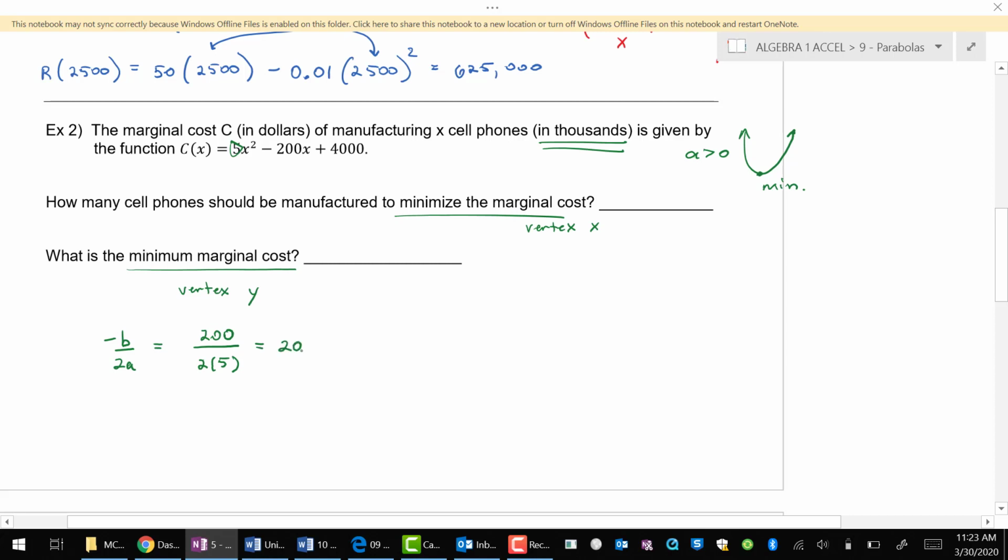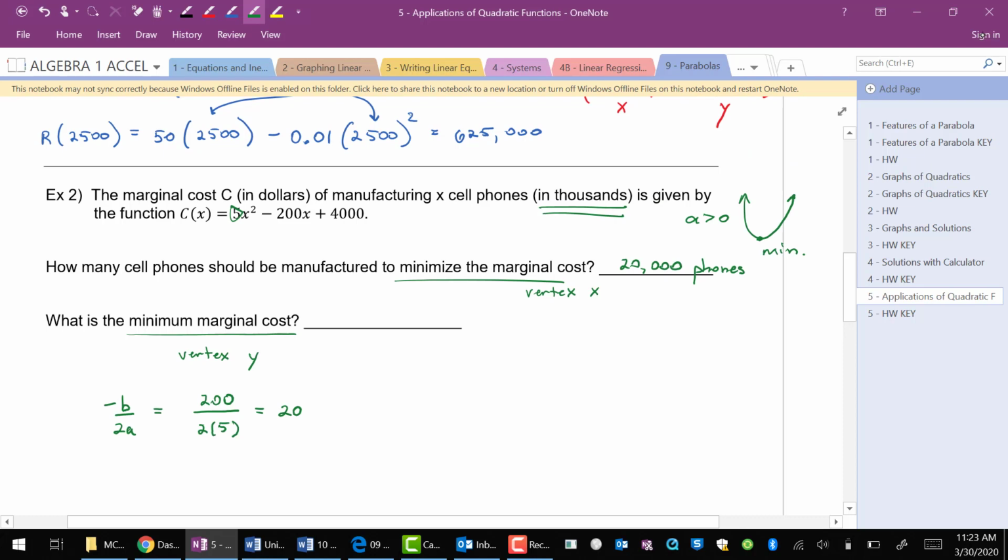How many cell phones? 20 cell phones? Not exactly, because x is given in thousands. So that little number 20 really means 20,000 cell phones. Be careful with our value and the units right there. So finally, what is the marginal cost? The minimum marginal cost.